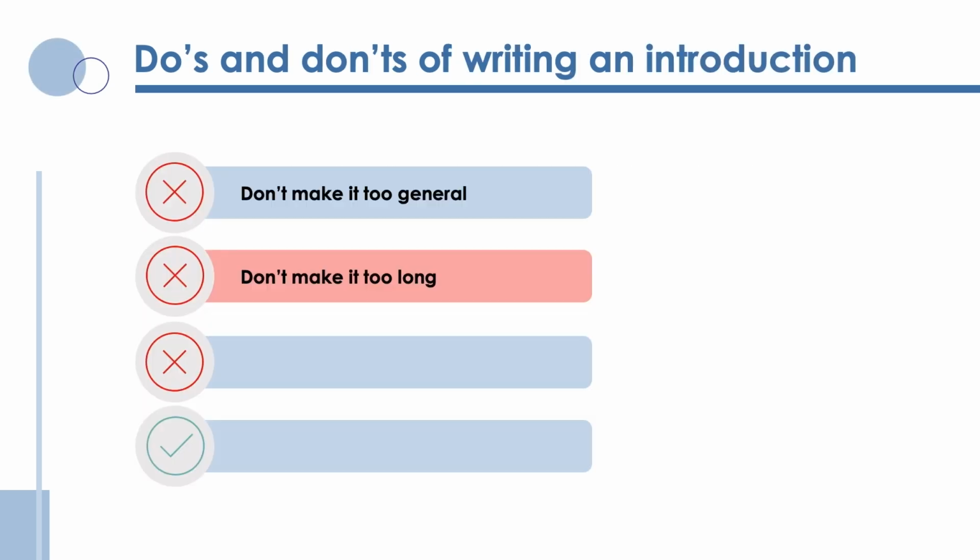The next tip is don't make it too long. Write between 40 and 60 words. And definitely avoid the situation when your introduction is the longest paragraph of your essay. Your body paragraphs should be the longest, not your introduction.